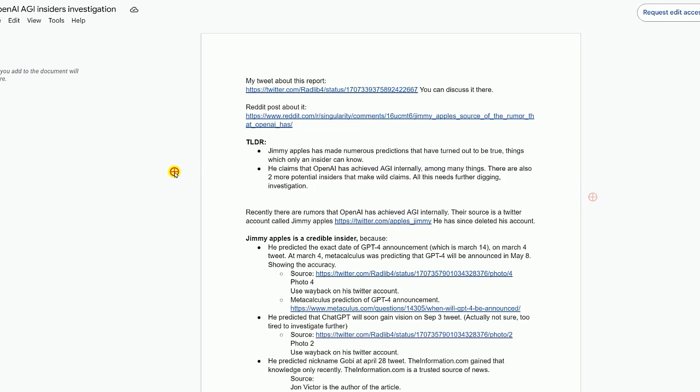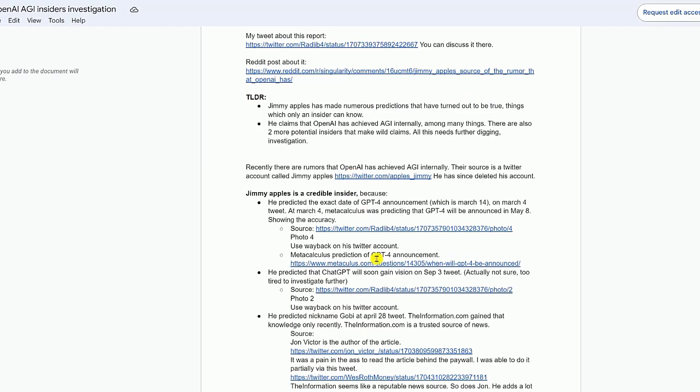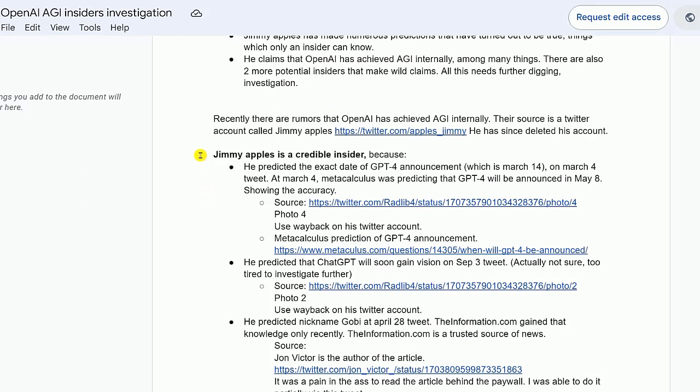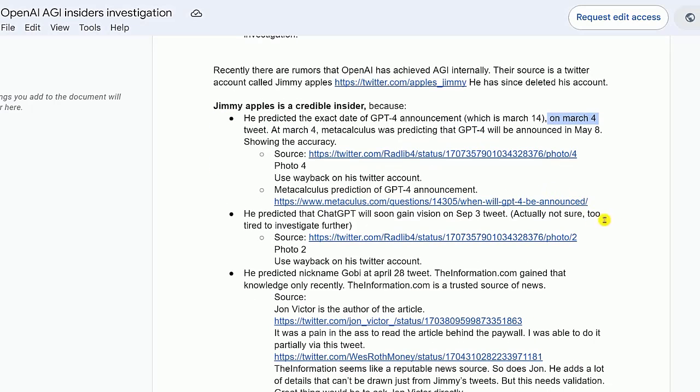There are also two more potential insiders that make wild claims, but to make this even more mysterious, Jimmy Apples deleted his Twitter account. Now, we believe that Jimmy Apples is a credible insider because he predicted the exact date of the GPT-4 announcement, 10 days before it was announced. He predicted that ChatGPT will soon gain vision in a September 3rd tweet.